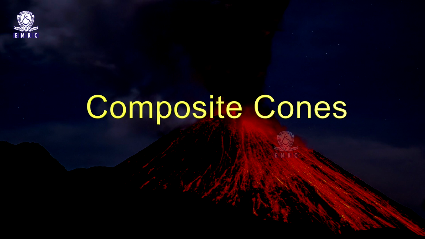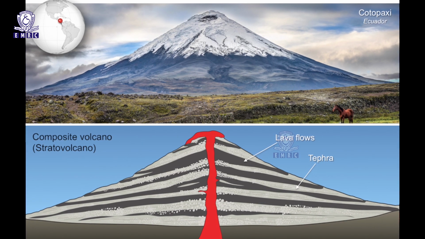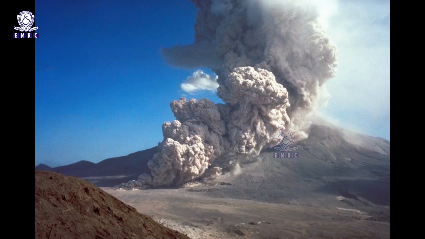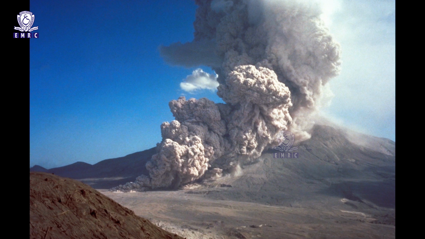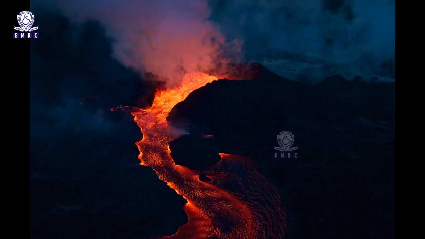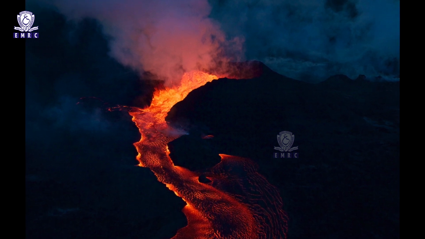Composite cones. As the term suggests, composite cones are formed by composite volcanic materials. Composite cones are formed due to the deposition of different layers of volcanic materials such as pyroclastic material and lava. It suggests that the volcanic eruption was explosive for some time and the lava flow was quiet.